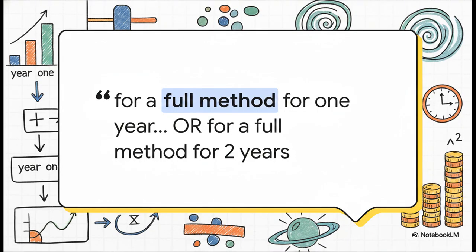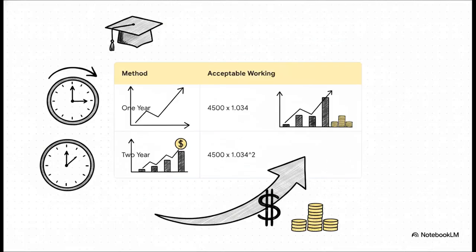To earn that first M1 method mark, the official mark scheme requires a full method for 1 year or a full method for 2 years. This is great because it actually gives you 2 distinct, perfectly valid mathematical paths to demonstrate your workings. You can either step through the problem chronologically, so calculating year 1 and then applying year 2 to that new total. Or you can use the power of exponents to calculate the whole 2-year period in just one elegant equation. And this brilliantly illustrates exactly what we're talking about.